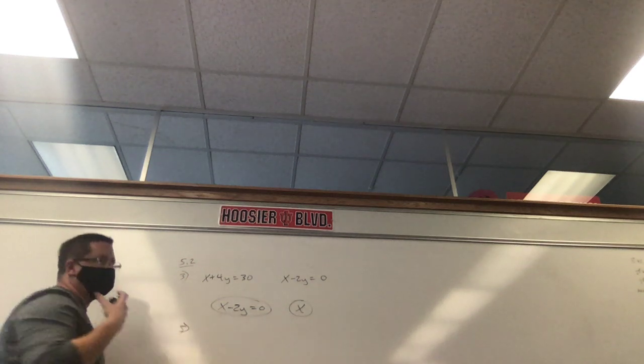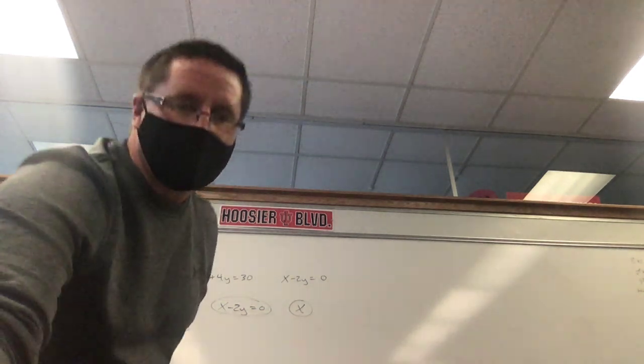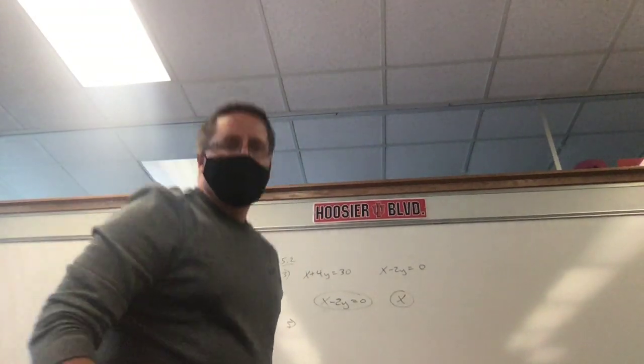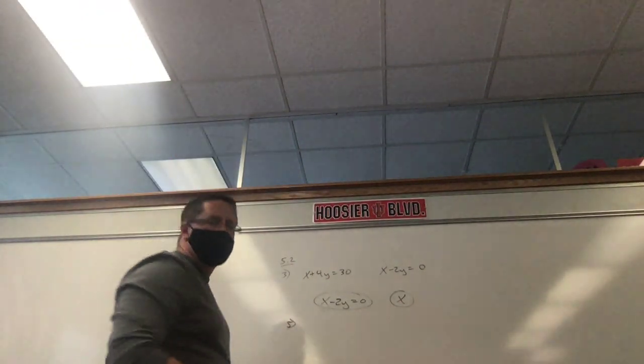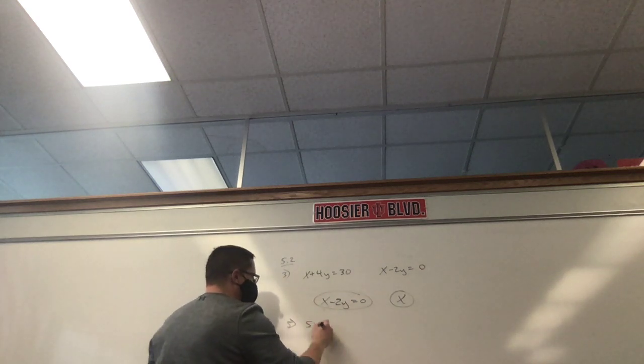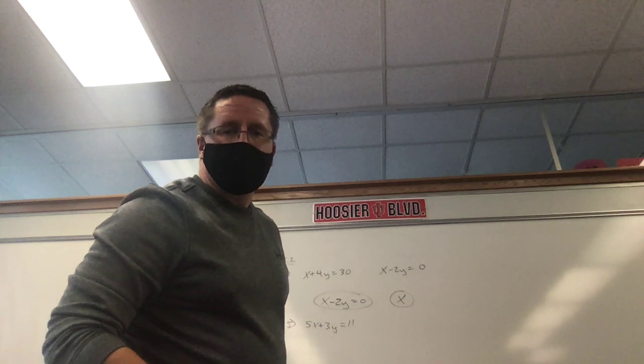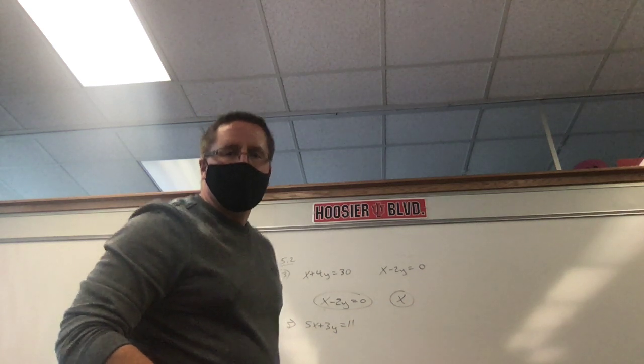Now, hopefully, after all this, this next one will be a little bit easier, okay? All right, so on this one, we have 5x plus 3y is 11. Write this down. And then next to that, put 5x minus y equals 5.